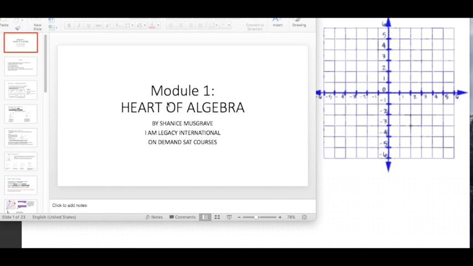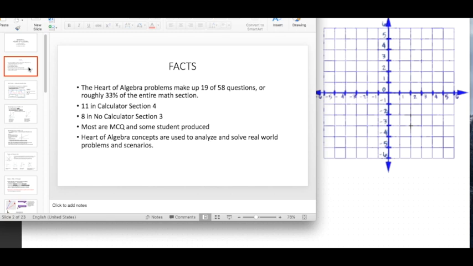I would have already gone through several introductions and tips in previous videos, so let's get straight into Section 1. Before that, I would just rehash some facts about the Heart of Algebra section. The Heart of Algebra section on your SAT makes up 19 questions out of the 58 questions you have in total, which is about roughly 33% of the entire math section.